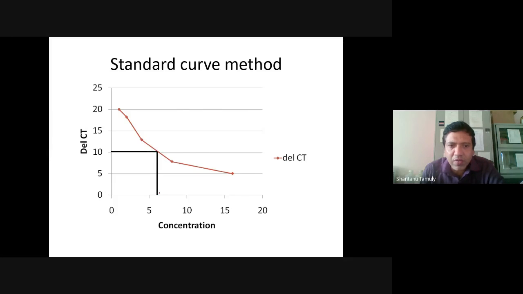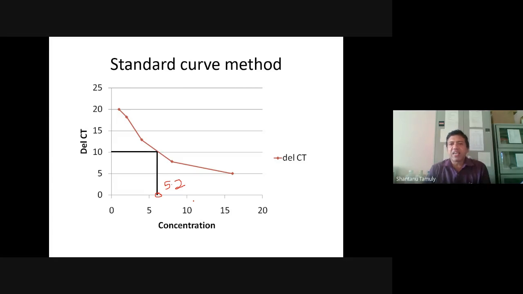Okay, so now this particular point is the concentration of our test solution. So that will be around, say, 5.2, like that. So that's how we can find out the concentration of our test solution.